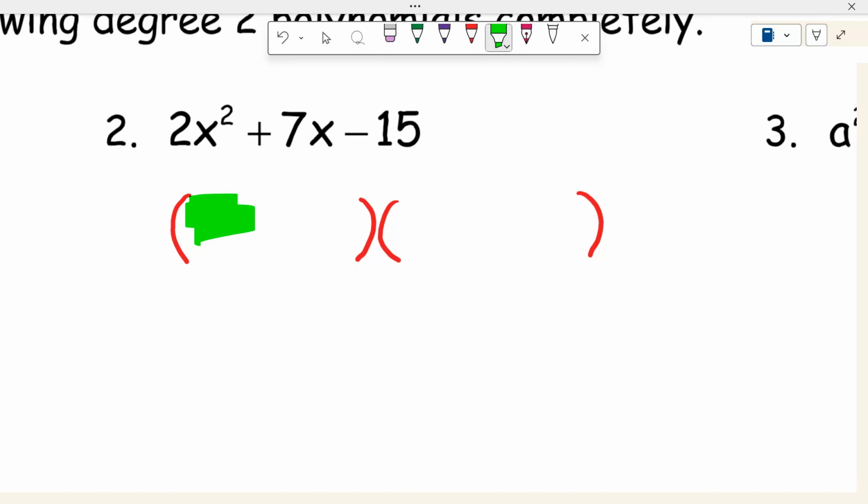So again, what are the two things that are going to multiply to give me 2x squared? Exactly, 2x and x. And remember guys, if I ask you to factor a degree 2 polynomial, I'm not going to make these numbers huge because then factoring is not efficient.